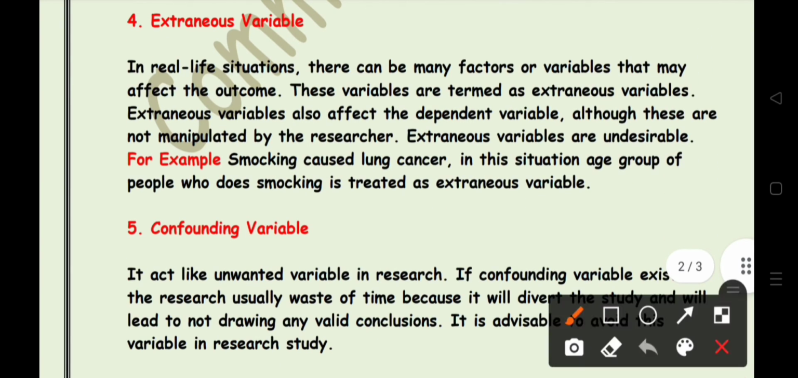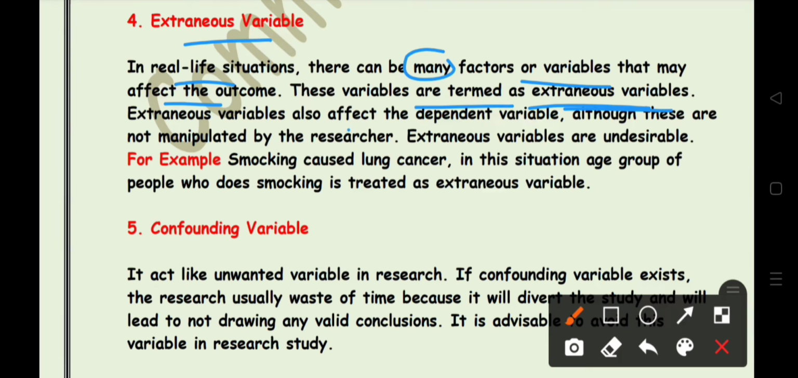The next type is the extraneous variable. In real life situations, there can be many factors or variables that may affect the outcome. These variables are termed extraneous variables. If we are doing any kind of research, we may find a dependent variable, an independent variable, and an intervening variable also. But apart from these three main ones, there can be another aspect which is included in the experiment, and we will treat it as an extraneous variable.